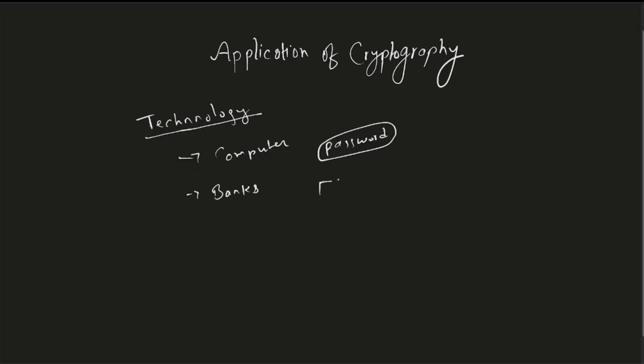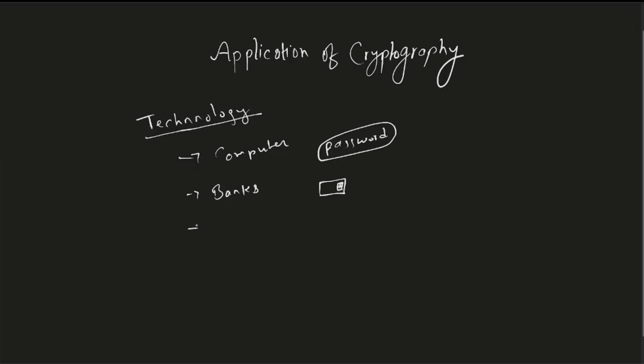And also the card we have, let's say a credit card, has a chip in it. This chip uses the techniques of cryptography. It uses different cryptographic functions to perform an encryption of the information.